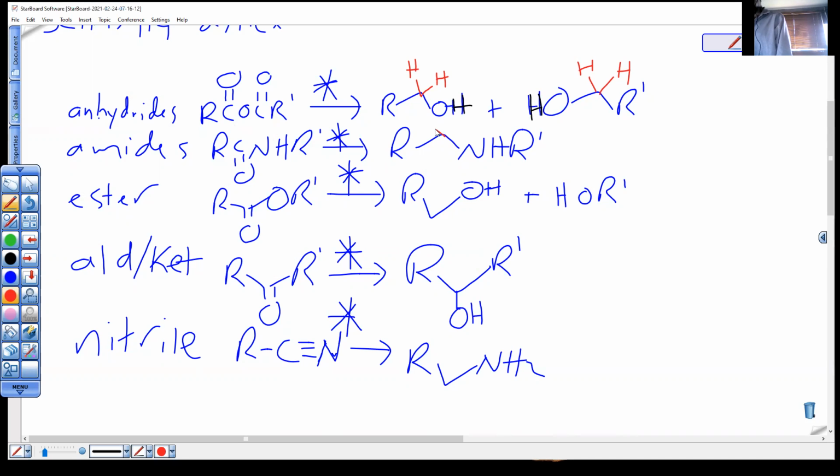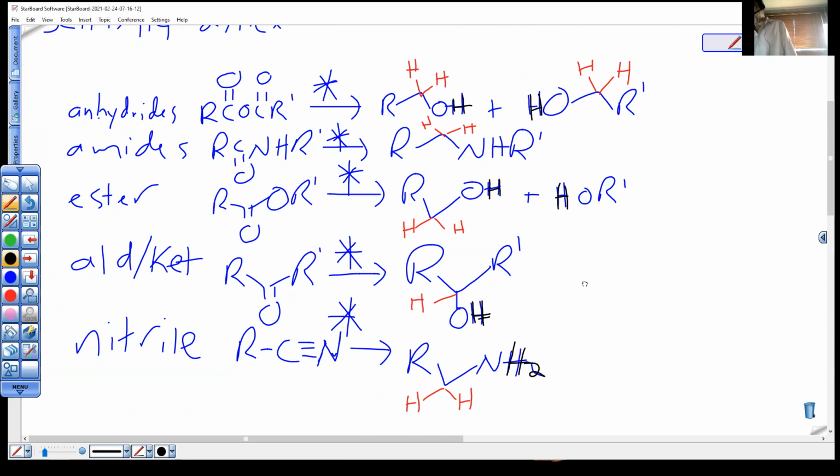Amides get reduced with two new H's as well, as do esters. And these H's come with the HCl, step 2. And aldehydes and ketones back in the day, Chapter 16, we learned this. And the new H on the O from HCl. And nitriles, both these new H's from lithium aluminum hydride. Both these new H's from HCl.